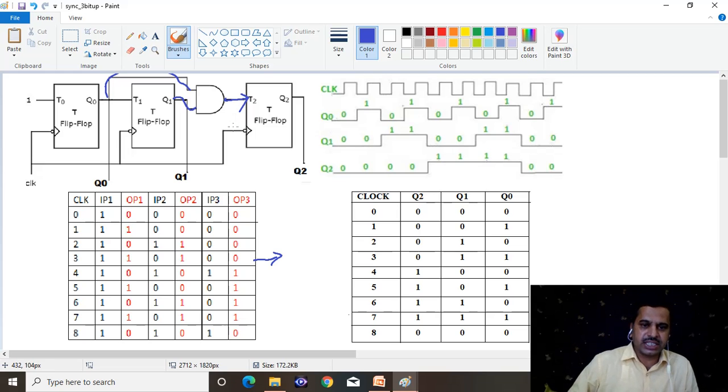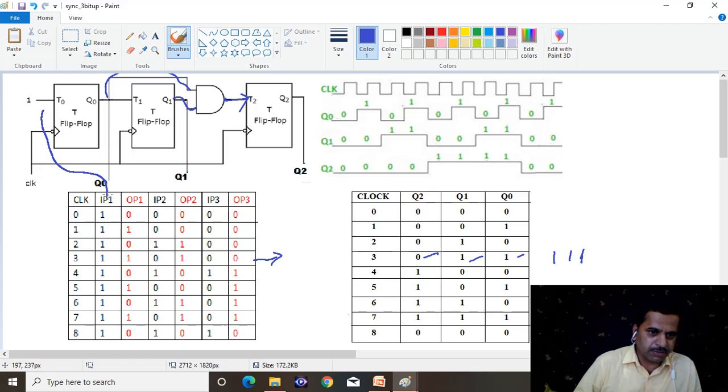Now check how it solves the problem of getting 1 1 1 instead of getting 0 1 1. Check whether it solves the problem or not. We have to work from the beginning.